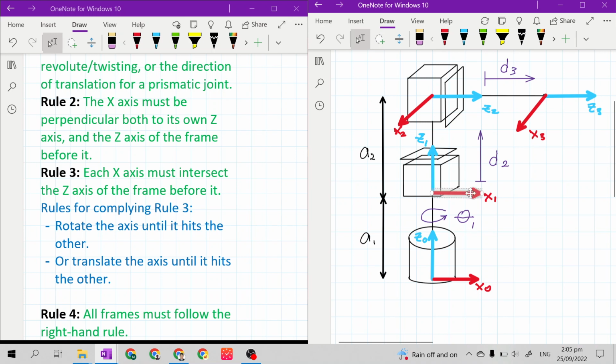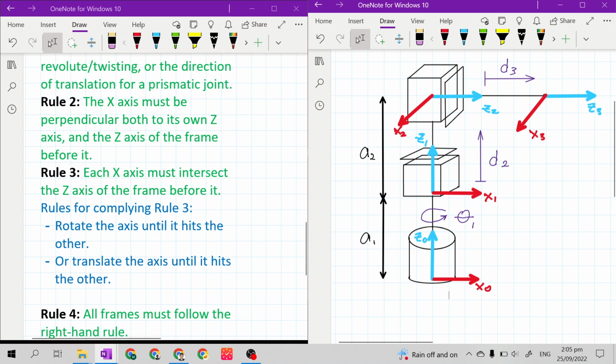For example, x sub 1 must intersect with z sub 0. Okay, so before we go to z sub 0 and x sub 1, let's go first to x sub 0 because it's the first x-axis, at frame 0. There is no z-axis before the frame of x sub 0, so let's leave x sub 0 in its place. Okay? Now let's go to x sub 1.